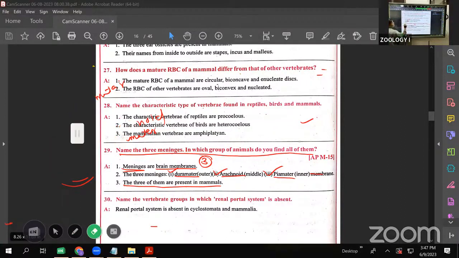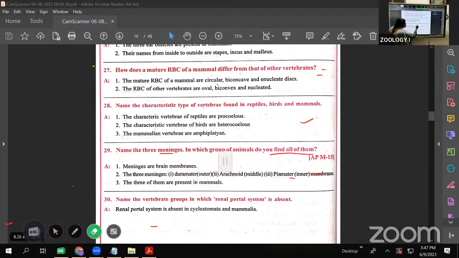With this, we finish the fourth lesson of animal diversity. Listen, students, here are the VSAQs from the first lessons. One VSAQ will come from the first lesson. From structural organization, almost 2 to 3 will come, and from the third and fourth lessons one each, and from the fifth lesson 2. Means in the first lesson you get only one, in the second lesson 2 or 3.